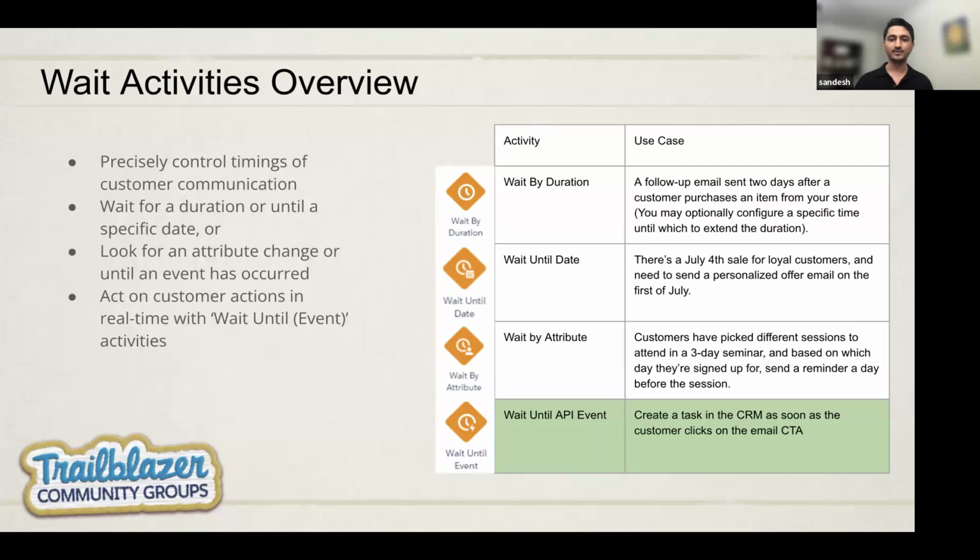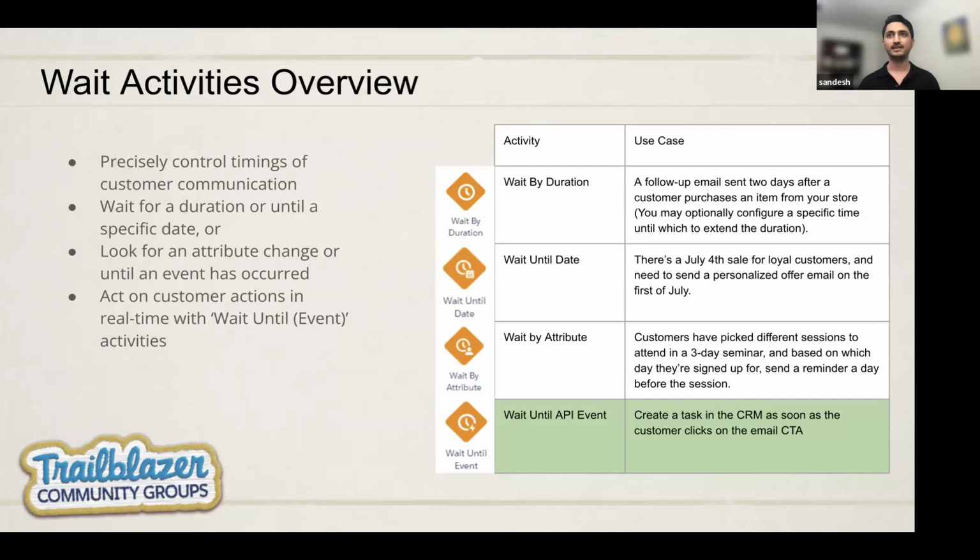And now finally, we have the wait until API event. It says API event in the table and wait until event in the icon. Don't worry about it. There is just a group of wait until events. There is also a wait until, I think, push event and chat message. All of them work very similarly. The wait until event, the generic one, is the most flexible one because it allows you to trigger an activity from any of your external systems. As long as the system can make an API call to Marketing Cloud, you can use this.